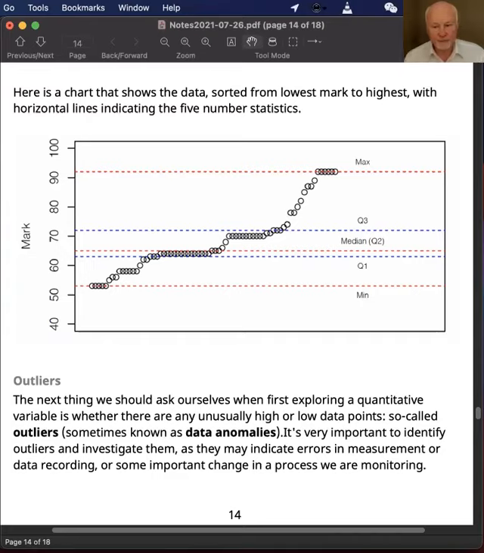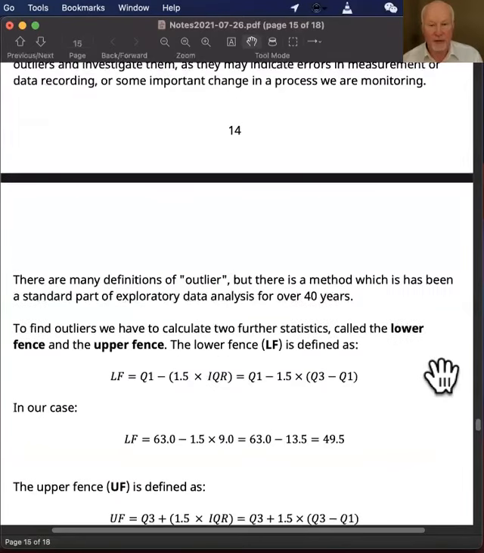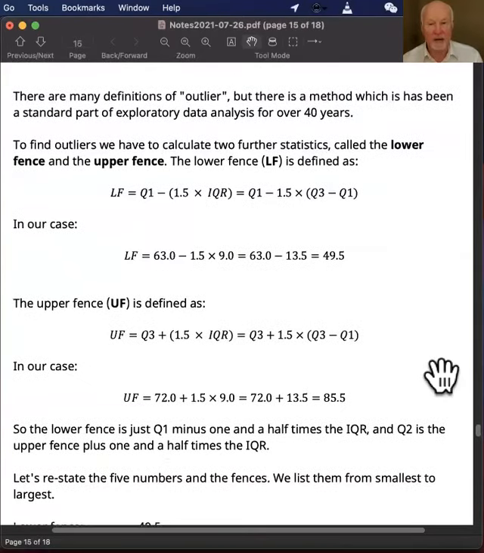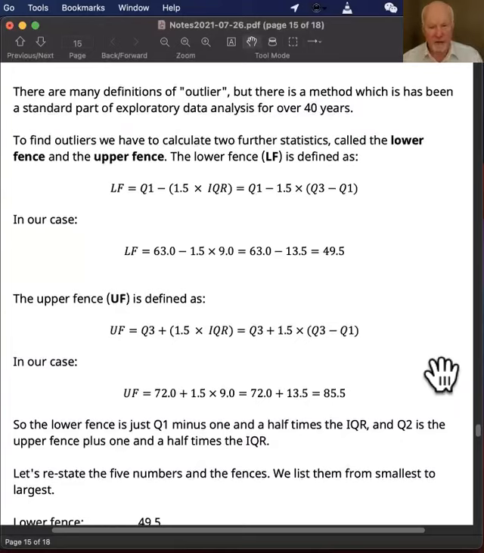So how do we identify them? Well, there's a method that has been pretty standard in exploratory data analysis, and I'm going to explain to you now how that works. This method is just used with single quantitative variables. There are some very sophisticated techniques used for much more complicated data sets, but we won't be going into those.